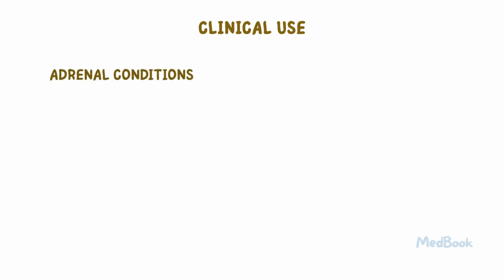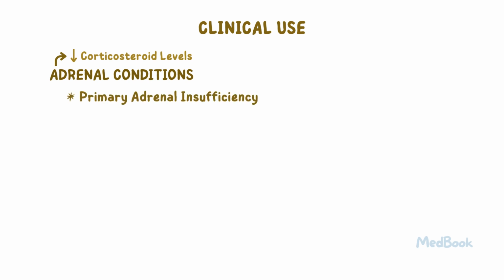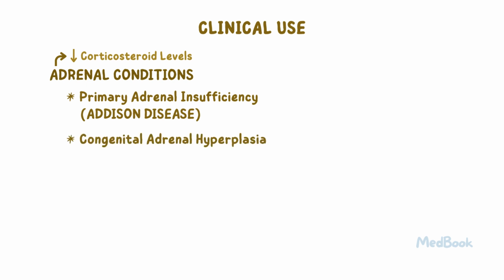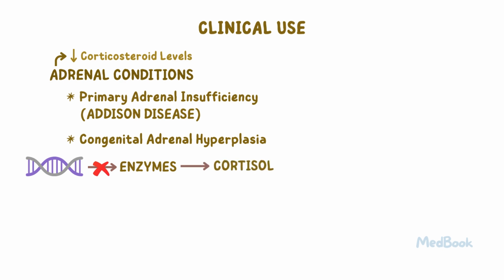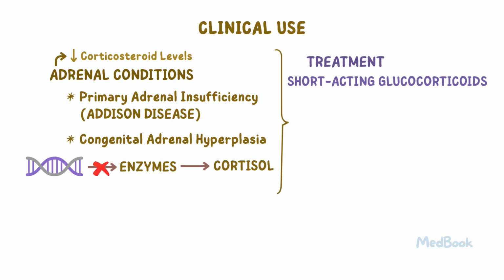First, glucocorticoids are used in the treatment of adrenal conditions which are characterized by low corticosteroid levels in the body, such as primary adrenal insufficiency, also known as Addison disease. With Addison disease, the underlying problem is due to damage to the adrenal glands themselves. Another condition is congenital adrenal hyperplasia, which is characterized by genetic defects that prevent the synthesis of specific enzymes that make cortisol.